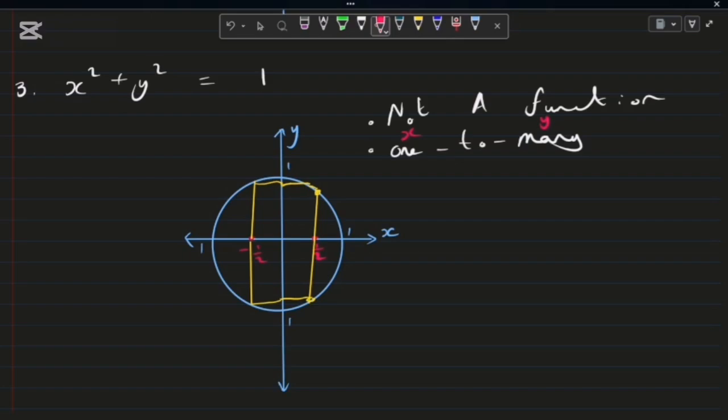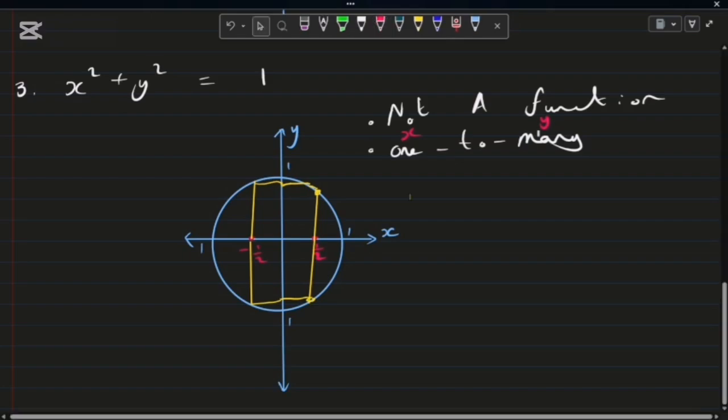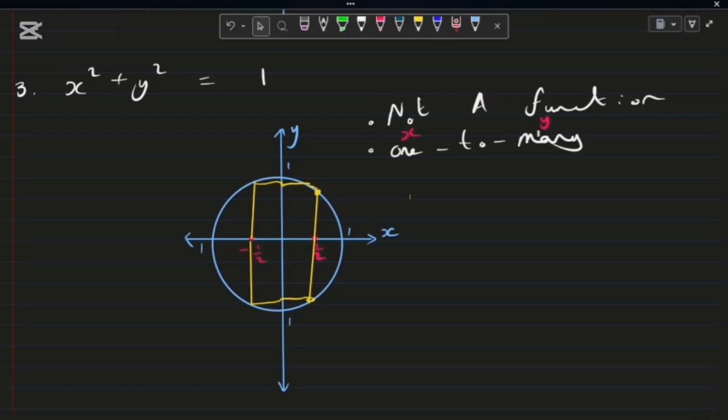All right, so those are the three scenarios that we were planning on looking at. But then let's say maybe we are in an exam situation, and they want us to decide whether a graph is a function or not. Now, how do we do that? Okay, so there's something called the vertical line test.